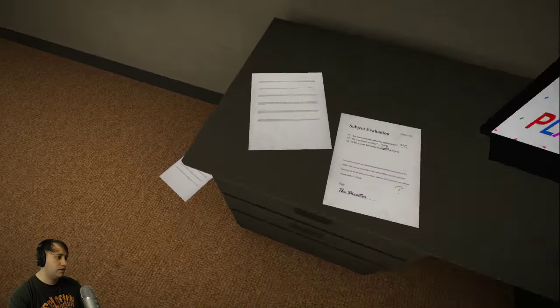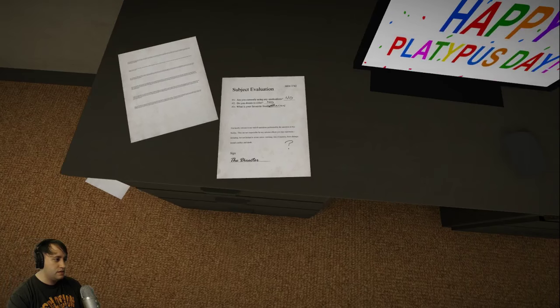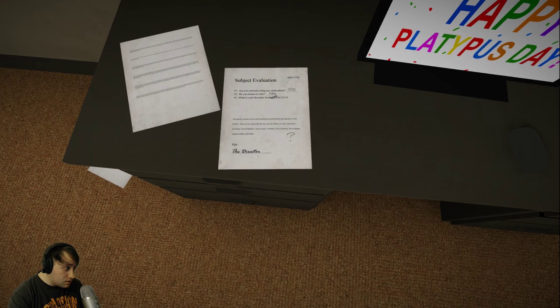I can't push the bird sounds and ambiance button. This disappoints me. I can't zoom in and read that. Can't read that either. Subject evaluation. Are you currently using any medication? No. Do you dream in color? No. What is your favorite food? Bacon. Something, something, something.